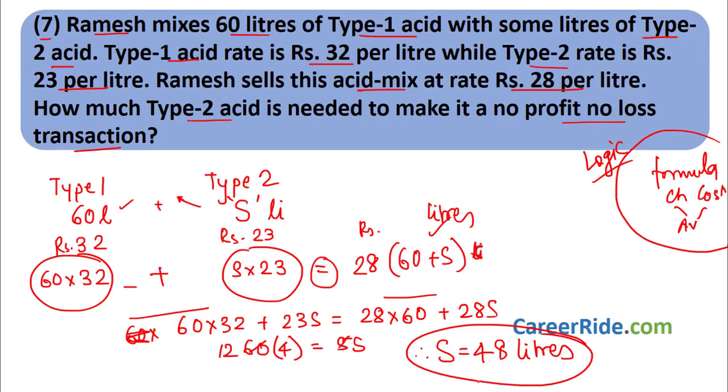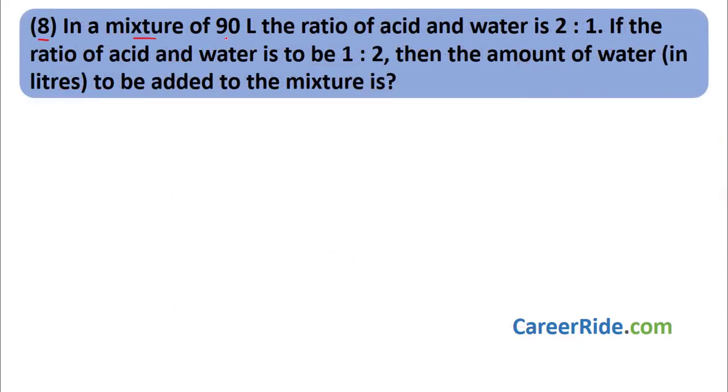Going to question number 8. In a mixture of 90 liter, the ratio of acid and water is 2:1. If the ratio of acid and water is to be 1:2, then the amount of water in liters to be added to the mixture is, again, pretty easy. We can use logic over here, no need to go to formula or anything else.